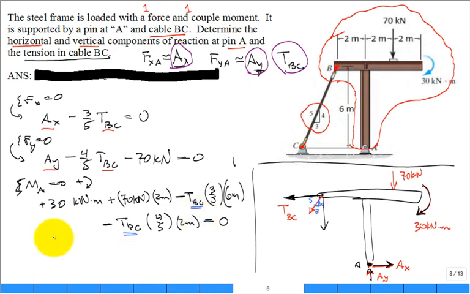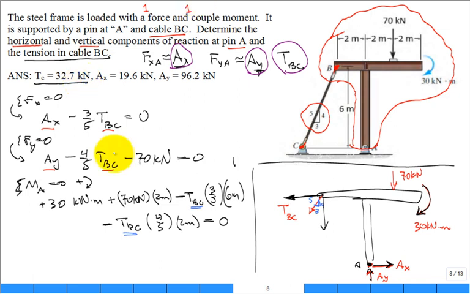All right, so we end up showing that the tension in the cable is 32.7. Then we take that answer, put it back into our equation, and can solve for a sub y, and then put it back into the first equation and can solve for a sub x, and those are the values of a sub x and a sub y. All right?